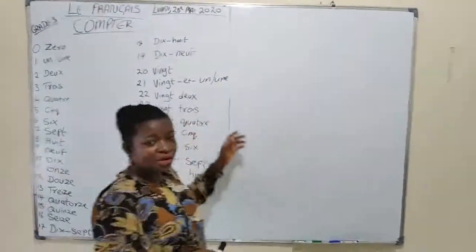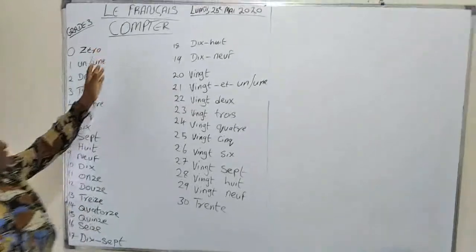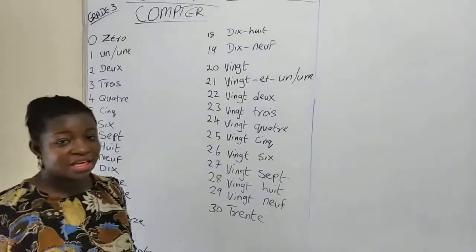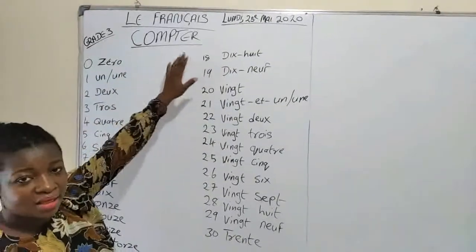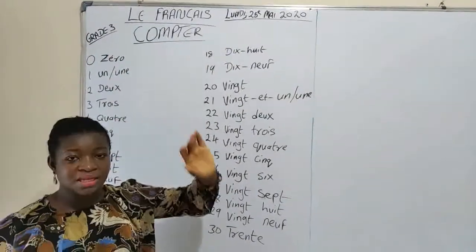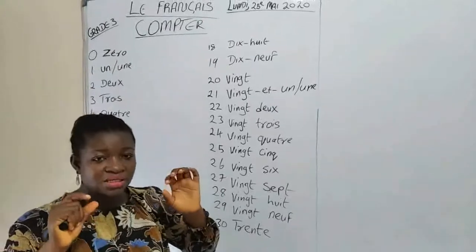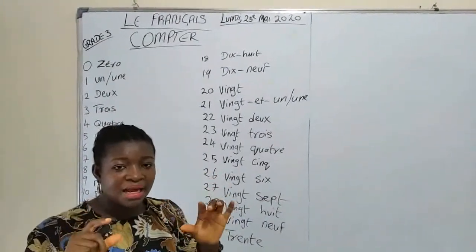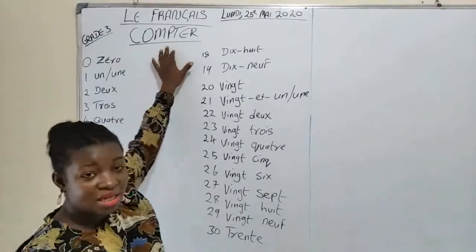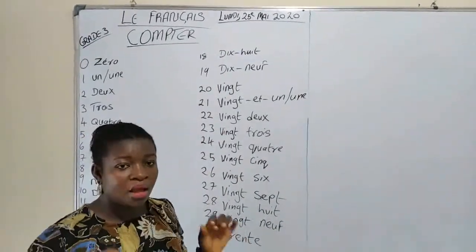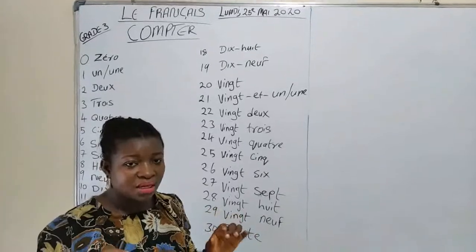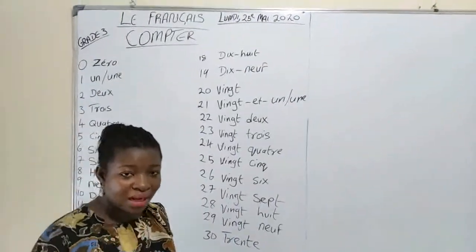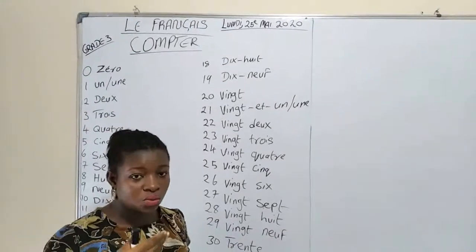Okay, right now on the board you see we have number 0 to 30. And the topic for today is compter. Compter. So you're going to say that after me. You listen to the way I'm pronouncing. Look at how I'm pronouncing it and say that after me. So the topic for today is compter. Compter. Compter. So we are going to count. Compter means to count.